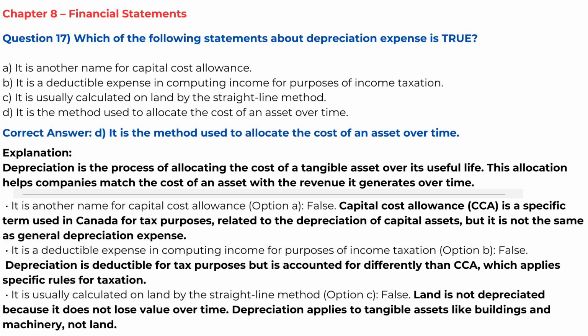It is usually calculated on land by the straight line method. Option C, false. Land is not depreciated because it does not lose value over time. Depreciation applies to tangible assets like buildings and machinery, not land.